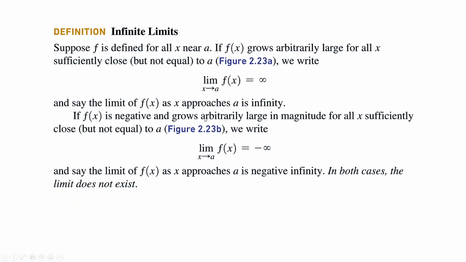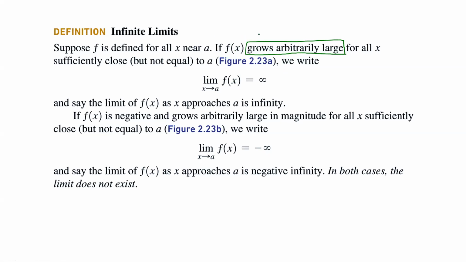Okay, so let me look at the basic definition of what it means to say that the limit goes to infinity. Suppose f is defined for all x near a. If f of x grows arbitrarily large for all x sufficiently close but not equal to a, we write the limit as x approaches a of f of x equals infinity. So grows arbitrarily large is the key thing here.